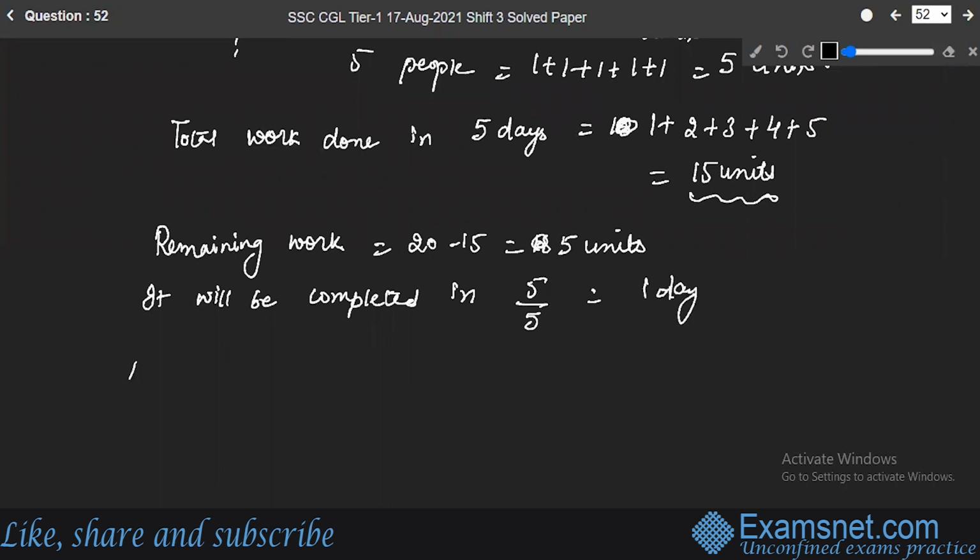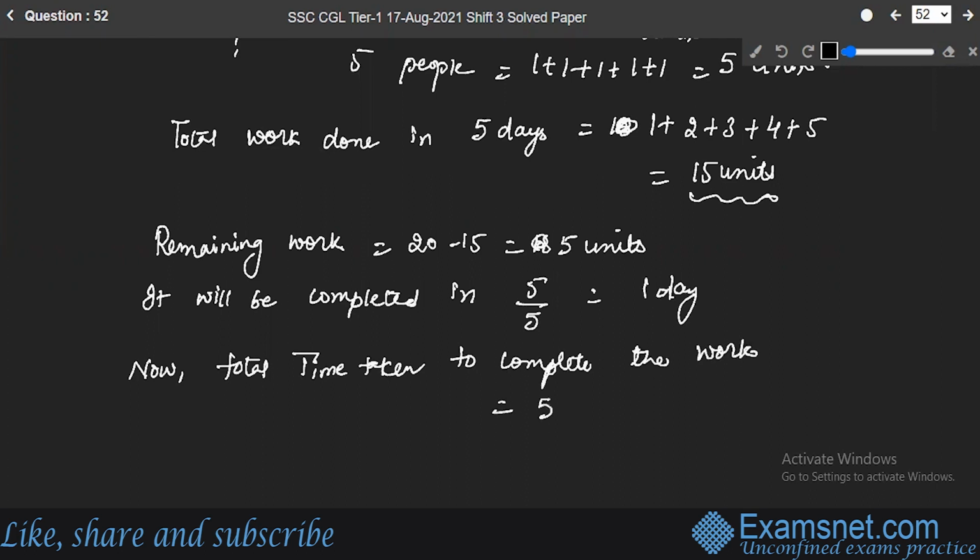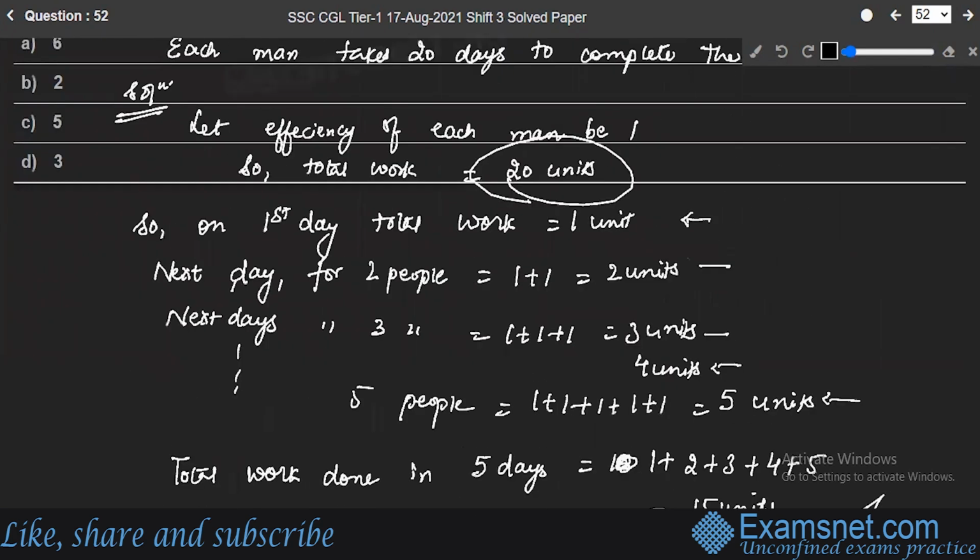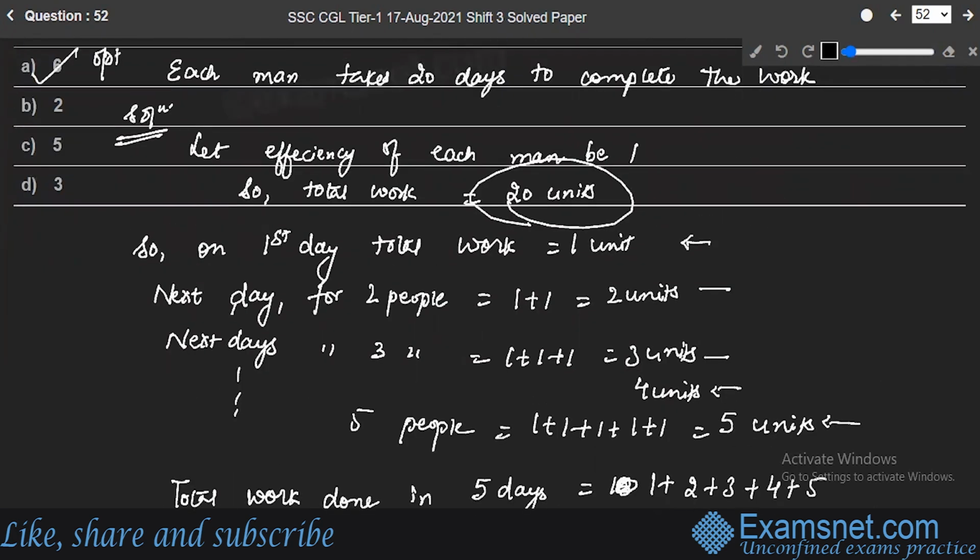Okay, so now the total time taken to complete the work, that is equal to 5 days, which was used in finishing 15 units, plus 1 day, which was used to complete the 5 units. So a total of 6 days work will be done, and this is your answer. Let's check with the options. Option A is the correct answer to our question. Hope you are clear. Let's move to the next question.